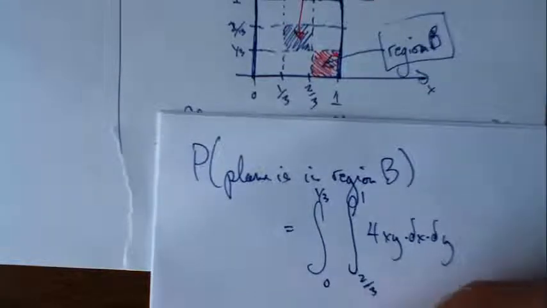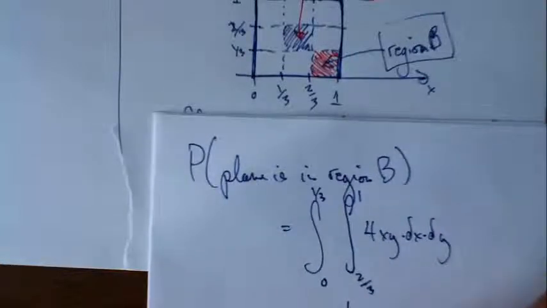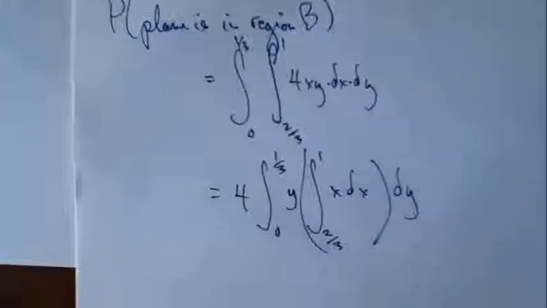Okay. See if you can carry this out. Take a quick, easy little step there. Pull the 4y out. Got x dx dy. So do one integral and then do the other. Okay. See what you get.